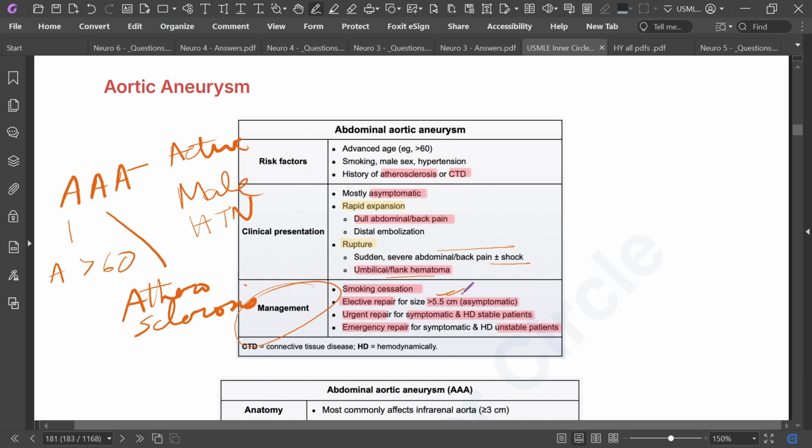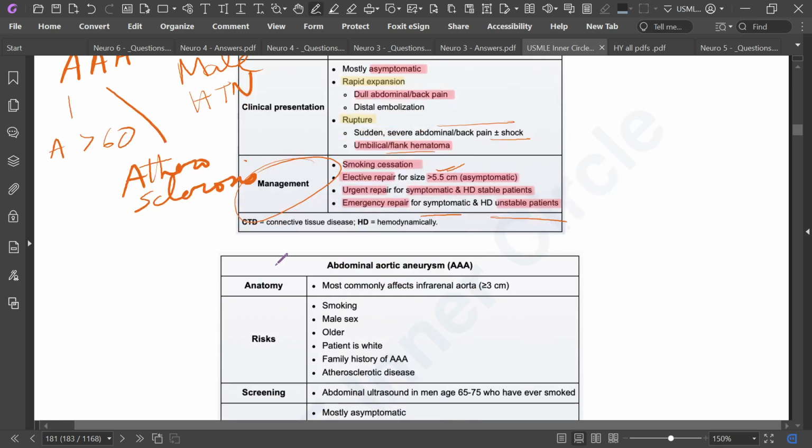If it is more than 4 or more than 3, it is abnormal. Urgent repair for a symptomatic and hemodynamically stable patient, and emergency repair for a symptomatic and hemodynamically unstable patient. If the patient is hemodynamically unstable, emergency repair should be done for an abdominal aortic aneurysm.